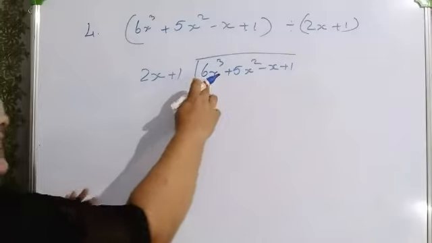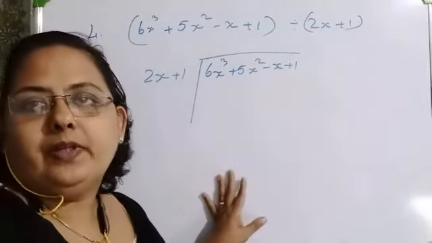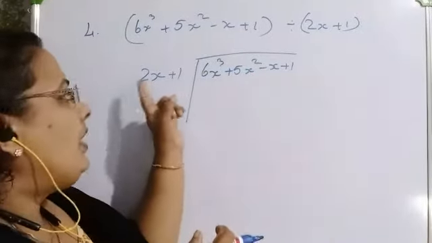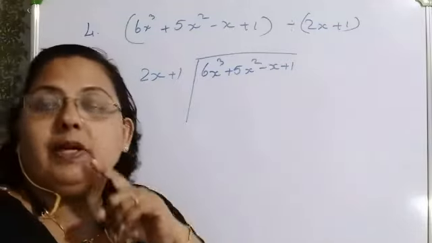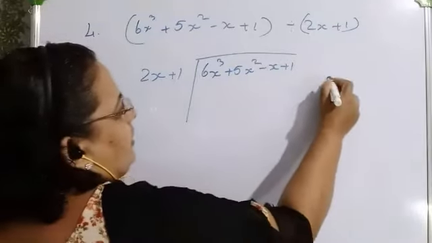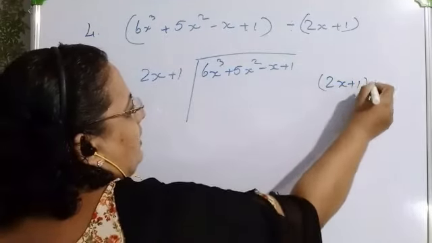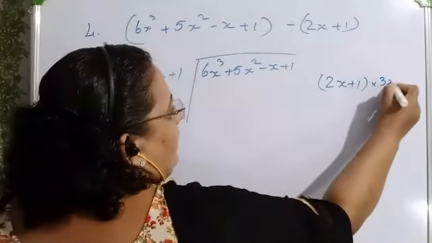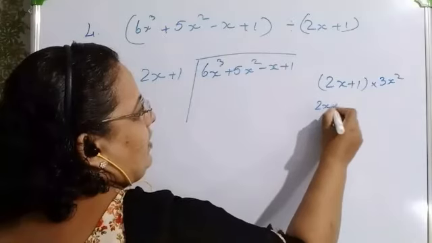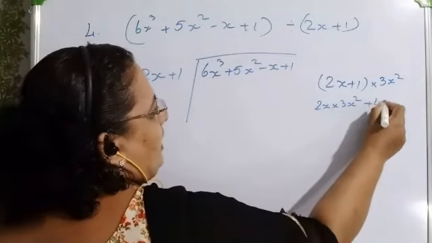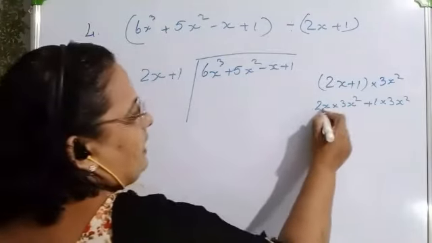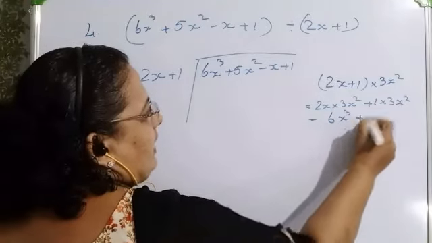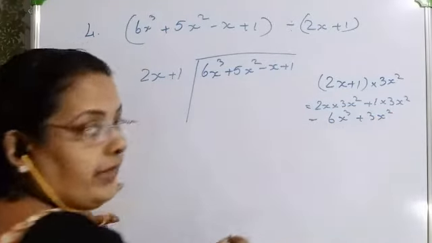Okay. Now we should get 6x cube. 6x cube is what we have to eliminate. So with what should this 2x plus 1 be multiplied? To get 6x cube, what should be multiplied with 2x? 3x square. See here, 2x multiplied by 3x square plus 1 multiplied by 3x square. Here 2 threes are 6. x into x square is x cube plus 3x square. I hope you got it.